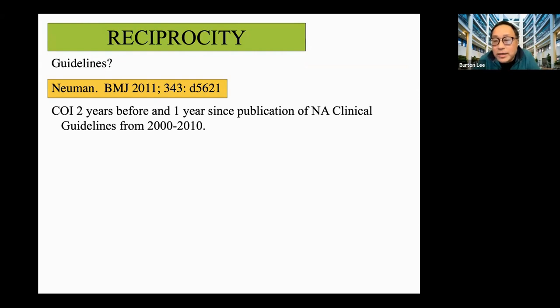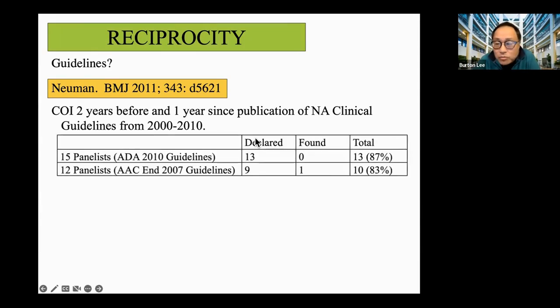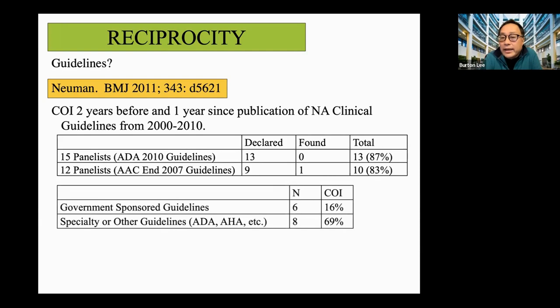So it's a fairly narrow window of time. And then they asked, do the panelists have any conflict of interest? And if you didn't know this before, it's actually pretty disturbing to think that, for example, of the 15 panelists in the American Diabetic Association 2010 guidelines, 87% of them had a conflict of interest. And here are 12 panelists in the American Academy of Cardiology, which I think many of you might be interested in. Again, 83% of them had a conflict of interest.